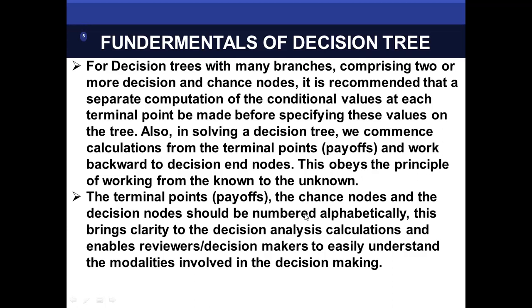Why are we not using numerical in itemizing, in labeling the decision node, the chance node, the terminal points? Because our expected values calculated on the decision tree are numerical. So we cannot use other numbers to label the decision node and the chance nodes. It will be confusing. So we use alphabets in our labeling of the decision tree. I personally love using capital letters in my alphabetical labeling of the decision tree. It brings clarity to the decision analysis calculation and enables reviewers, decision makers, to easily understand the modalities involved in the decision making.